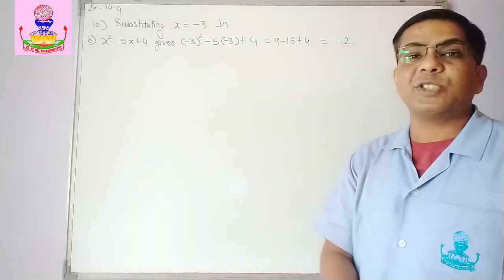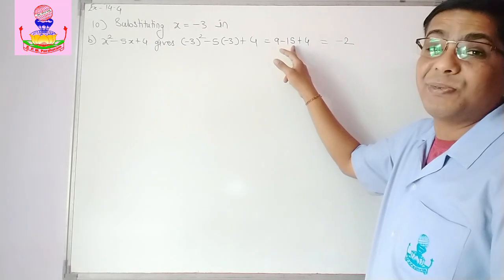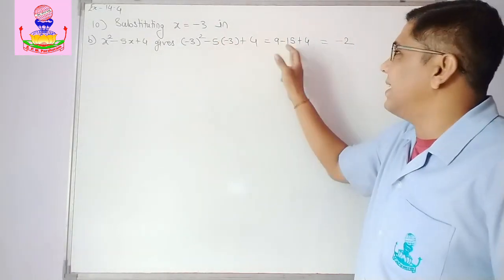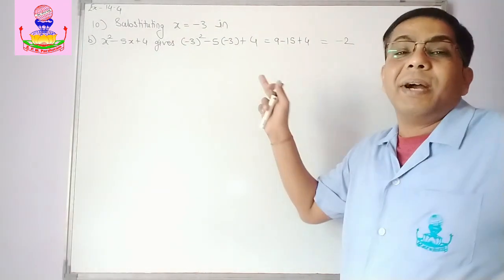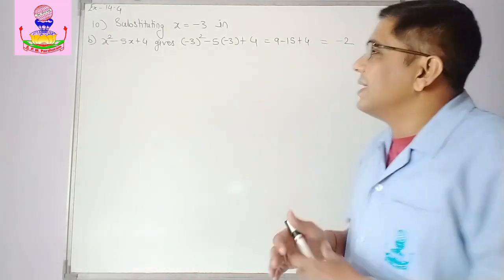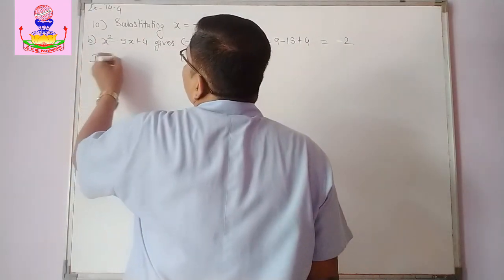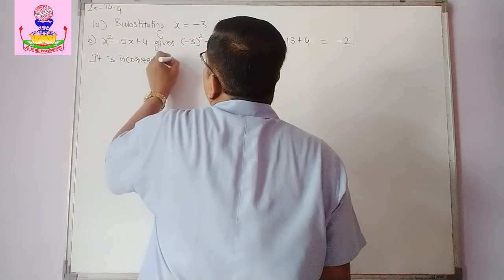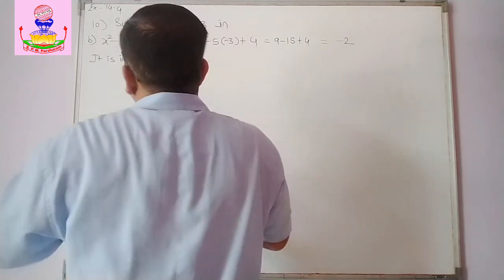Where has the error been made? The error has been committed here. You can see it is minus 15. Actually it has to be minus into minus plus, and 5 3s are 15. So that is the error that has been made by the student. Is this an incorrect statement? Yes, it is an incorrect statement. Okay, so corrected statement.